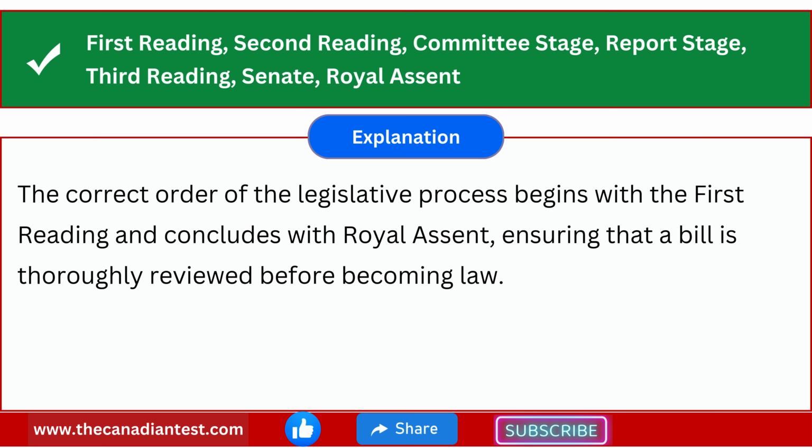The correct answer is first reading, second reading, committee stage, report stage, third reading, Senate, royal assent. Explanation: the correct order of the legislative process begins with the first reading and concludes with royal assent, ensuring that a bill is thoroughly reviewed before becoming law.